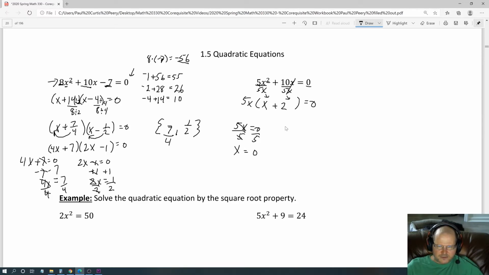Looks like we end up with x is equal to 0 for 1. We set the other one equal to 0. Minus 2, minus 2. And we end up with x is equal to negative 2. So it looks like we have a couple of options here, a 0 and a -2.